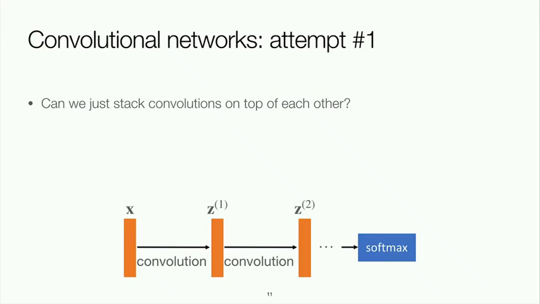So can we just stack convolutions on top of each other? Could I just do X, convolution operation as we've described it, goes to Z1, another convolution goes to Z2, and so on, as many of those as we want until we get to something that we're happy with, we put a softmax on top of that, and then those are our predicted probabilities. Can we do this? The answer is no, but why? Why can't we do this? What is the issue with this?